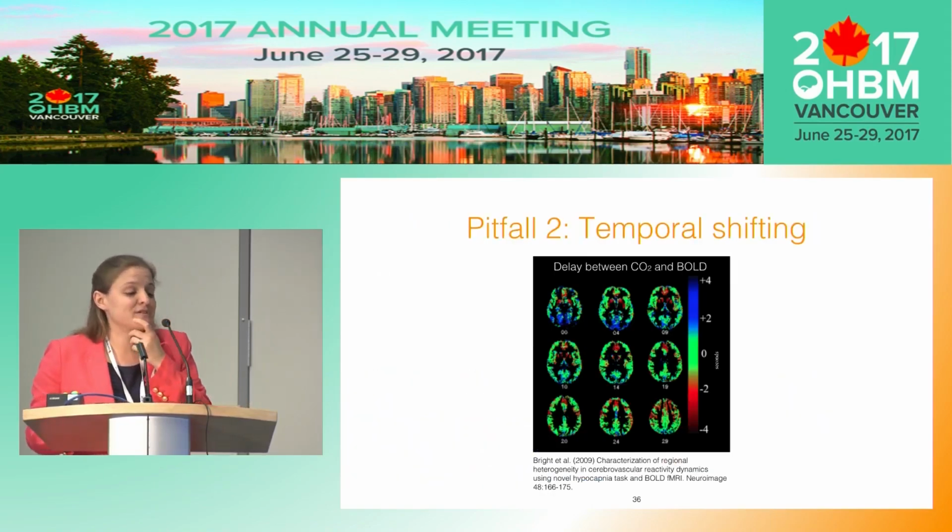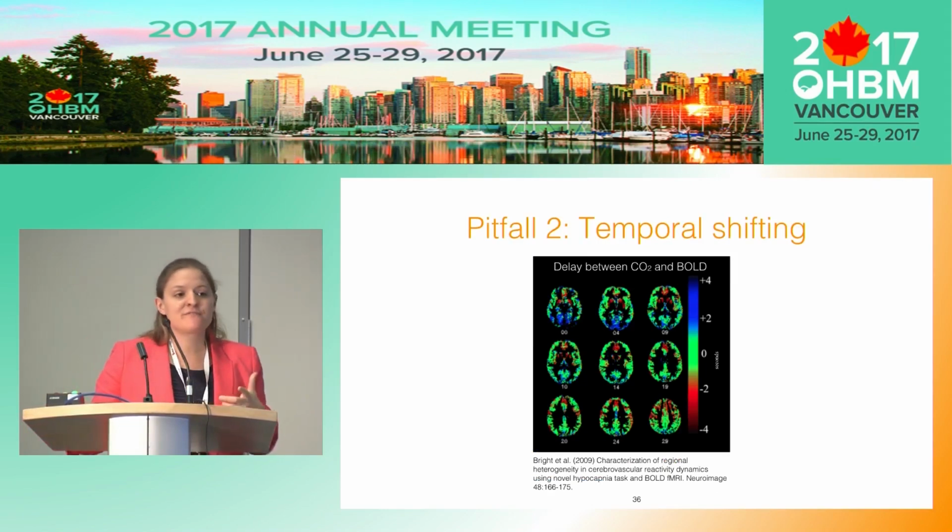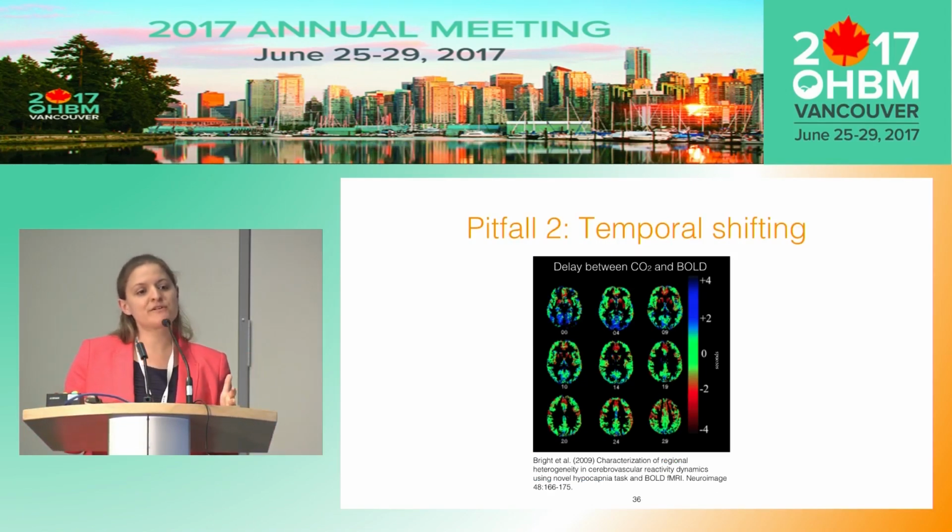The next pitfall you might encounter is temporal shifting. There are a lot of reasons why you want to shift a nuisance regressor with respect to your data. We know that there's going to be variation in the optimal lag between one regressor and the BOLD time series. So here's an example. This is a map of the delay between a CO2 regressor and the BOLD time series. This is over many healthy subjects, and you see this consistent variation on the order of many seconds in the optimal delay between the CO2 nuisance regressor and the BOLD time series.